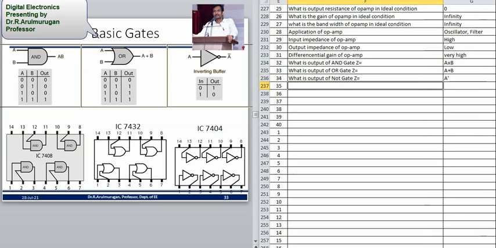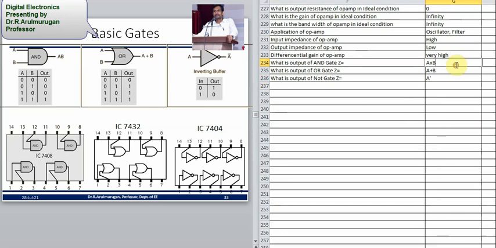AND gate means A into B: 0 into 0 is 0, 0 into 1 is 0, 1 into 0 is 0, 1 into 1 is 1. OR gate means 0 plus 0 is 0, 0 plus 1 is 1, 1 plus 0 is 1, 1 plus 1 is 1. This is about the OR gate. NOT gate: 0 means 1, 1 means 0.